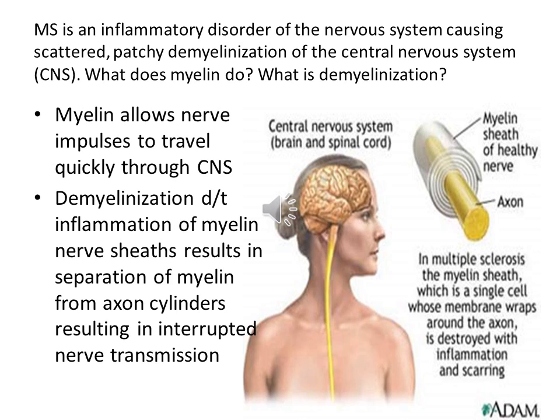In MS, the myelin sheath is damaged, leading to an inflammatory response. MS is believed to be an autoimmune condition in which the immune system, for some unknown reason, attacks the myelin surrounding the nerves. The symptoms of MS are caused by the damage to the myelin.